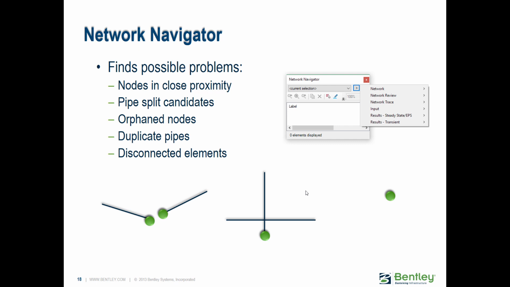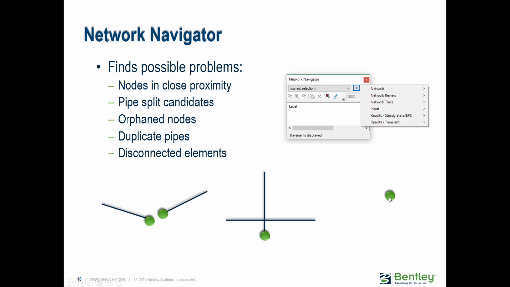And again, Network Navigator is a really nice tool, has a lot of different queries to help you identify places that you might need to check out, things like nodes in close proximity that may need to be connected, pipe split candidates, which means you have two pipes that are crossing, or a node that's overlapping a pipe where there's no endpoint, and maybe they need to be connected. Maybe it was supposed to split that pipe.